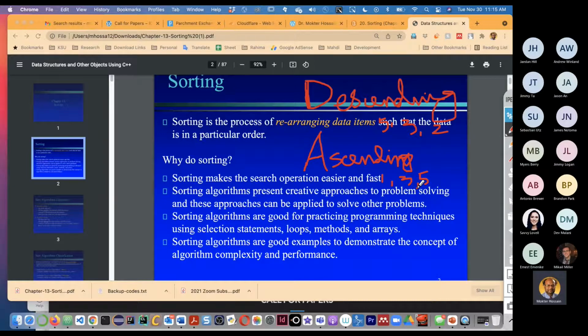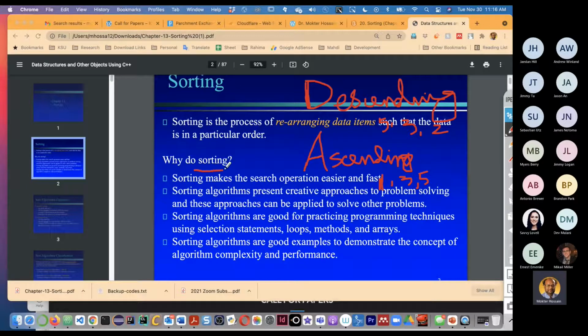Okay, so why do we need sorting? The sorting process is used for multiple purposes, but one of the things is that we want to make the search operation easier. If the data elements are already sorted, then it is easy to find a specific number. We know that the binary search algorithm takes log n time if the data elements are already sorted.